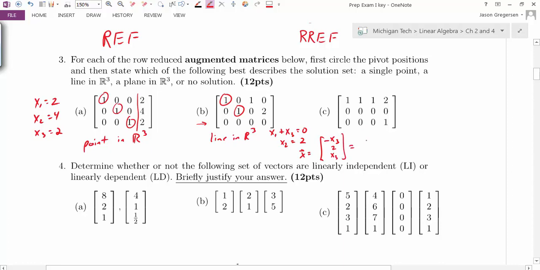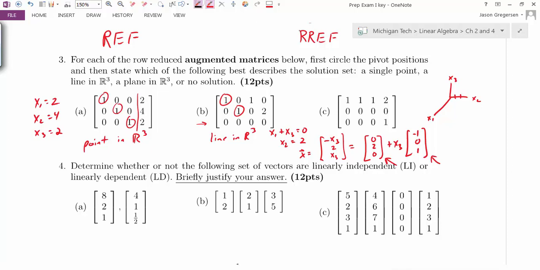And so once again, if I write this in parametric vector form, it would be 0, 2, 0 plus x3 times negative 1, 0, 1. And so if I think about plotting this, I am taking the sum of two vectors, this vector and any multiple of this vector. Well, if I just plot 0, 2, 0, and I call this x1, x2, and the x3 directions, for instance, that would be 0 in the x1 direction, 2 in the x2 direction, and 0 in the x3 direction. So I'm just talking about this vector right here.